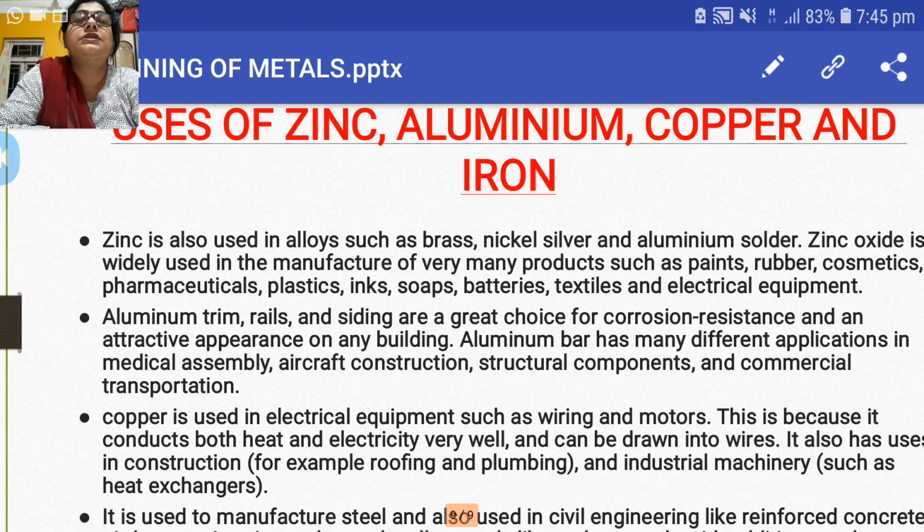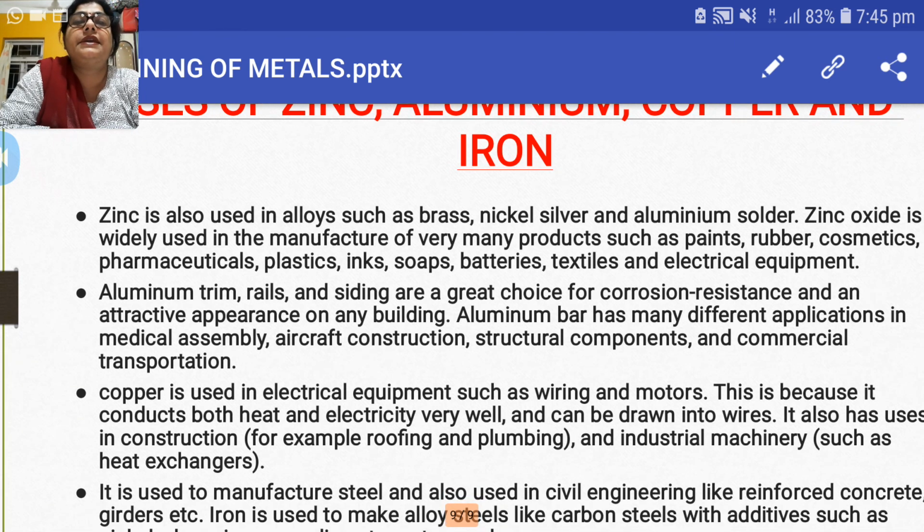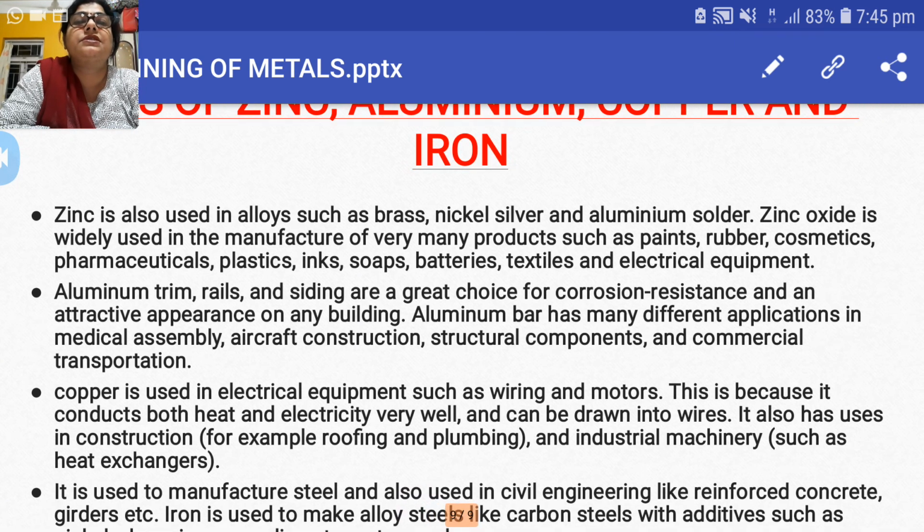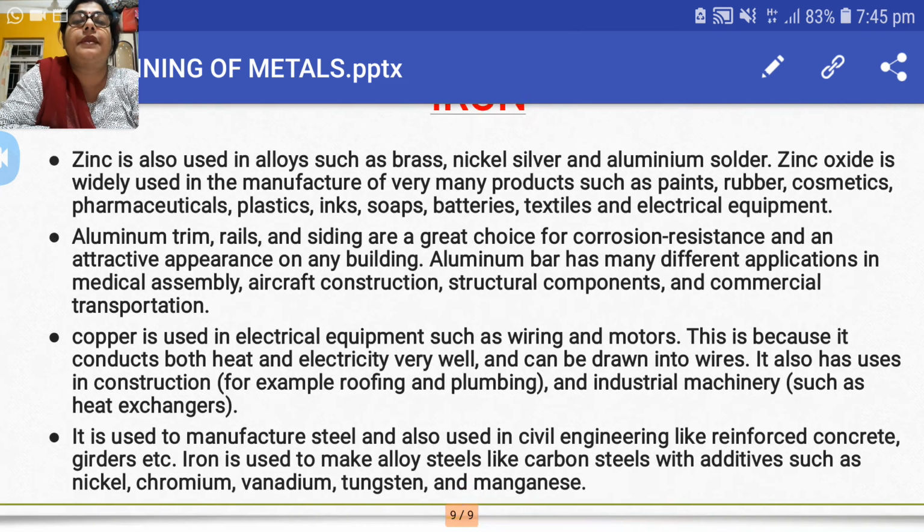Then we come across uses of zinc, aluminium, copper and iron. So zinc is used in alloys such as brass, nickel silver and aluminium solder. Zinc oxide is widely used in the manufacture of many products such as paints, rubber, cosmetics, pharmaceuticals, plastics, ink, soaps, batteries, textiles and electrical equipment.